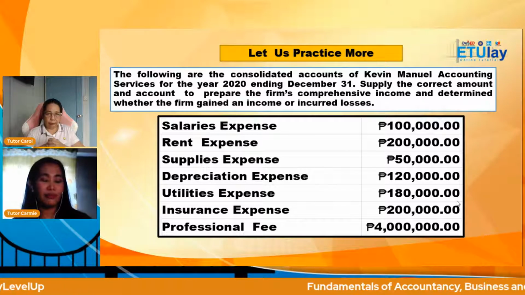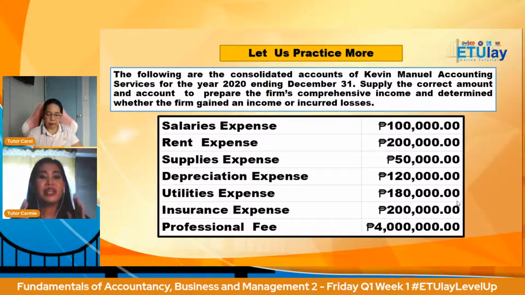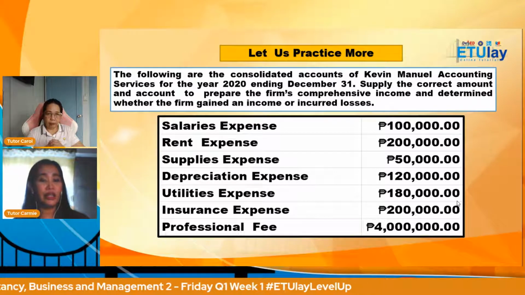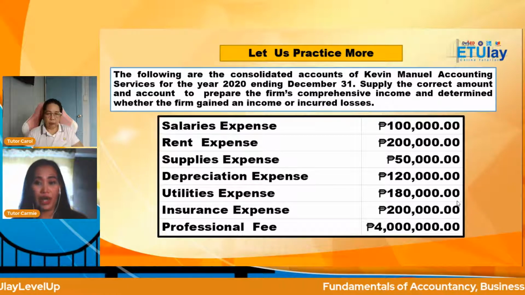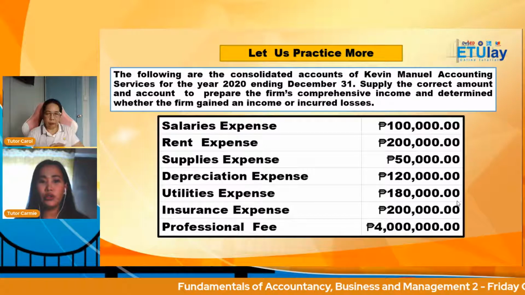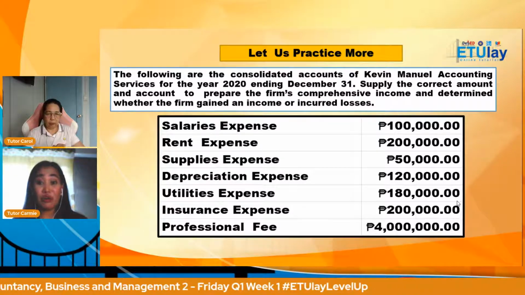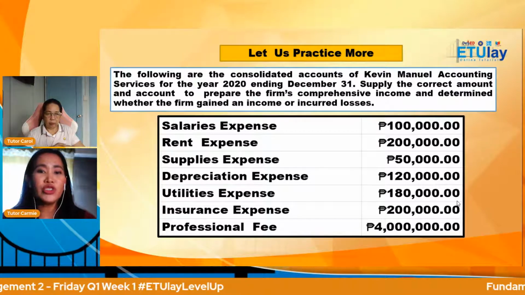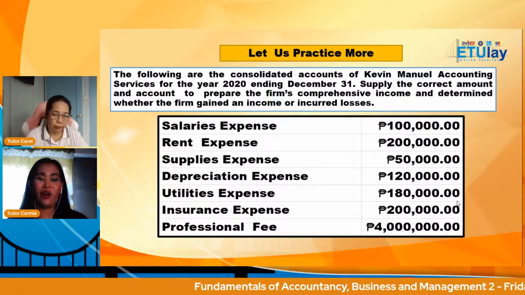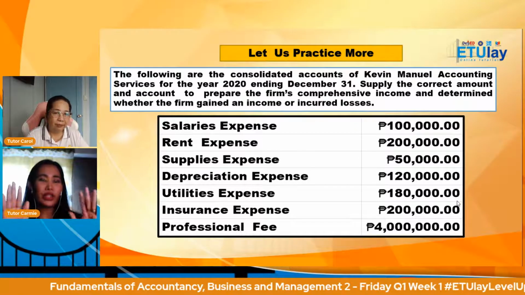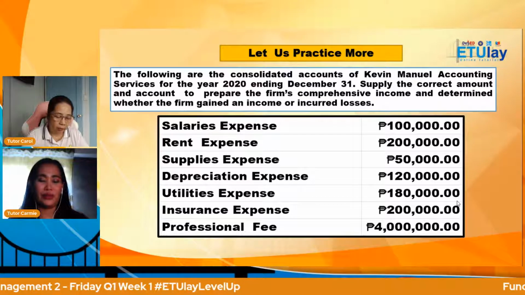So, I will read to you the problem, tapos mamaya sasagutin natin siya, no? Magpe-prepare po tayo ng Statement of Comprehensive Income, single step po. So, the following are the consolidated accounts of Kevin Manuel Accounting Services for the year 2020 ending December 31. Supply the correct amount and account to prepare the firm's comprehensive income and determine whether the firm gained an income or incurred losses. So, ito pong mga consolidated accounts na to, tulad ng sinabi ni Ma'am Carol kanina, it comes from the trial balance. Pero medyo ginulo ko na ng konti siya para tignan ko talaga kung naalala po ninyo yung format ng ating financial statement.